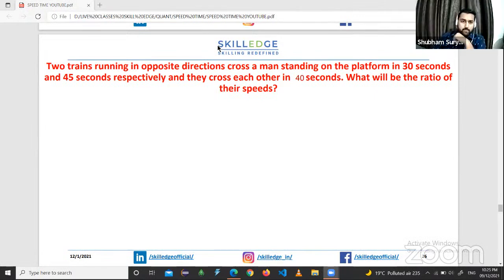Okay, let's have a look at the solution for this one. Two trains running in opposite directions cross a man standing on the platform in 30 seconds and 45 seconds respectively. Let's say for the first train, the speed is x meters per second. For the second train, the speed is y meters per second. As per the question, it says they cross each other in 40 seconds. What will be the ratio of their speeds? It means you have to figure out the ratio of x and y.